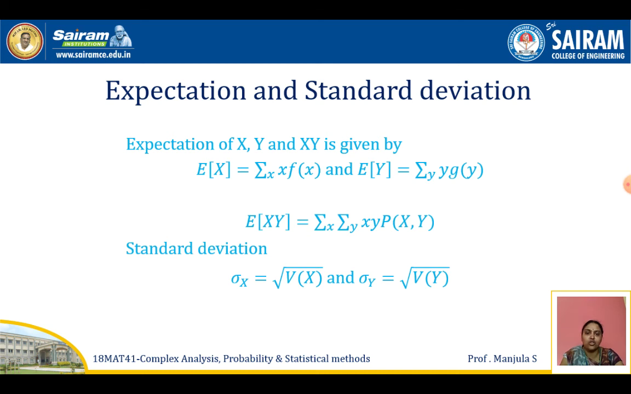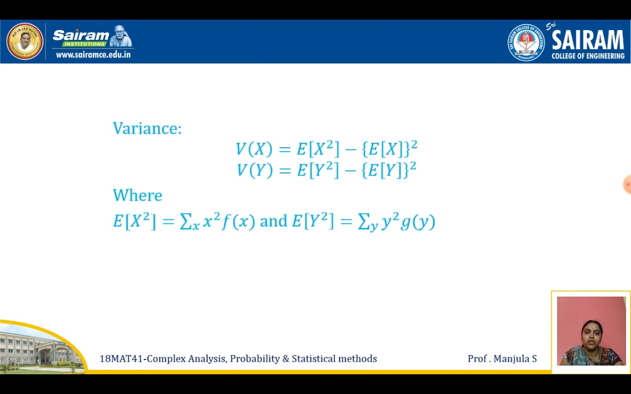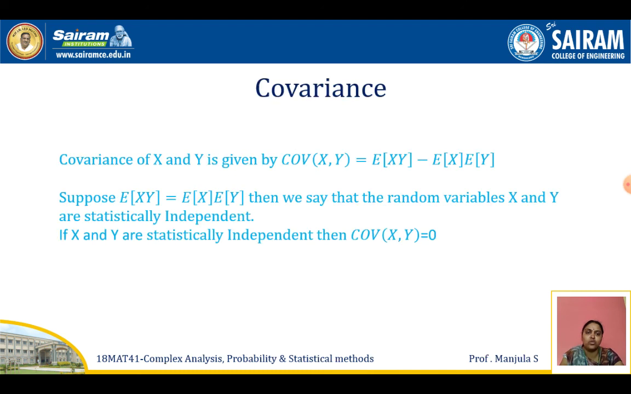And standard deviation means sigma x, that is square root of V of x, and sigma y equals square root of V of y. Similarly you can remember this formula. To find the variance V of x, V of y, it can be written in terms of expectation as E of x square minus E of x, whole square. Similarly for V of y also. Expectation of x square is summation of x square into f of x over x, and expectation of y square will be summation over y square into g of y.